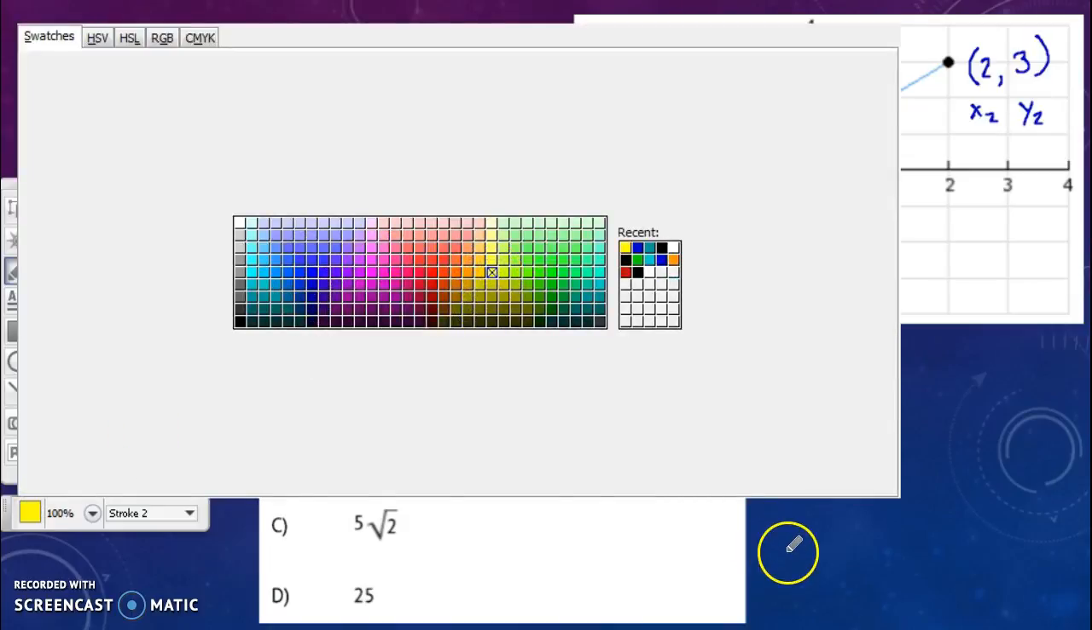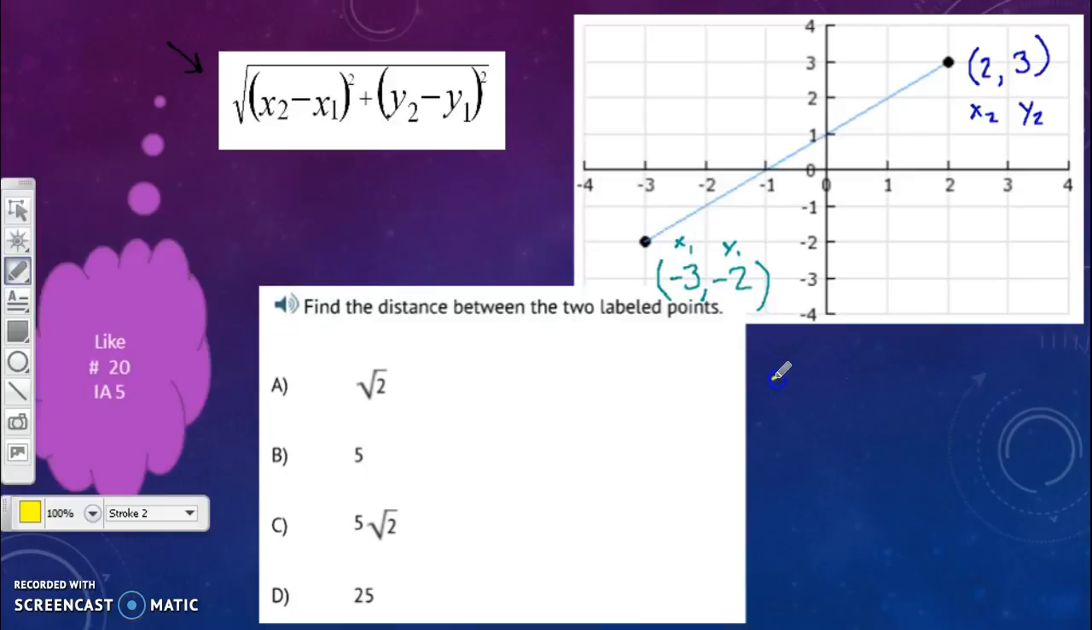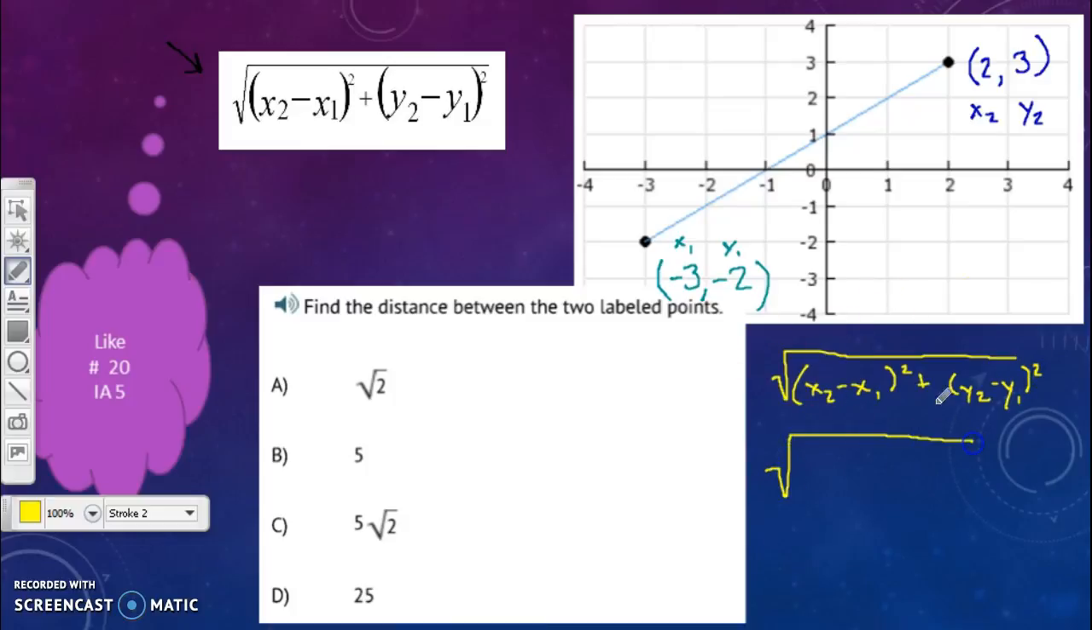Now I'm going to switch to a color you can see on purple. How about some bright yellow? And I'm going to use that formula, x2 minus x1 squared, plus y2 minus y1 squared. My next step is just to substitute what I know. x2 you can see is 2.